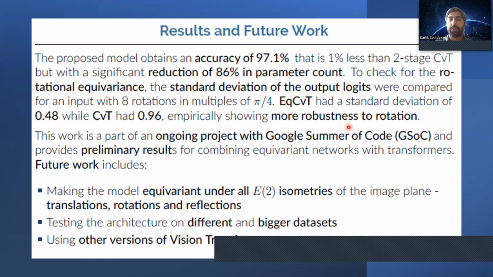As this work is a part of an ongoing project and provides preliminary results, there's a lot of scope for improvements. The future work includes making the model equivariant under the E2 isometries, that is translation, rotation, and reflection, and testing the architecture on bigger and different datasets. Also, since there are a lot of versions of vision transformers, it would be interesting to see how we can combine equivariant convolution blocks with different versions of vision transformers.